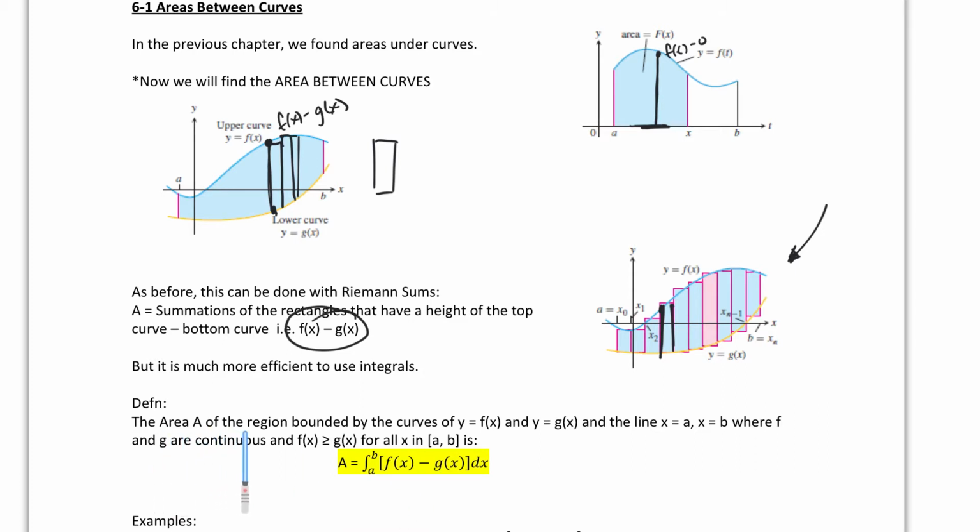And so the area A of a region bounded by the curves y equals f of x and y equals g of x, and the lines x equals a and x equals b, where f and g are continuous functions, and assuming here f of x is greater than g of x, because you want a positive value, the area is just going to be the integral from a to b of f of x minus g of x. So the process is the exact same thing as what we've been doing.